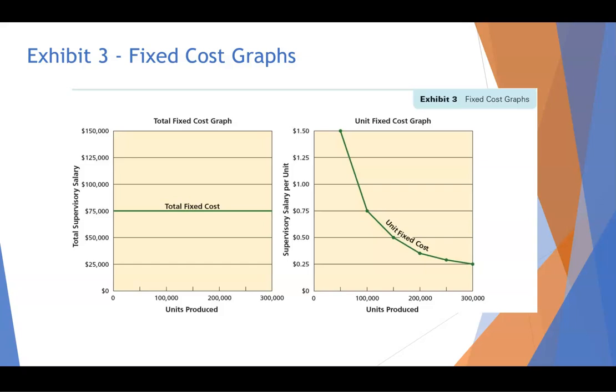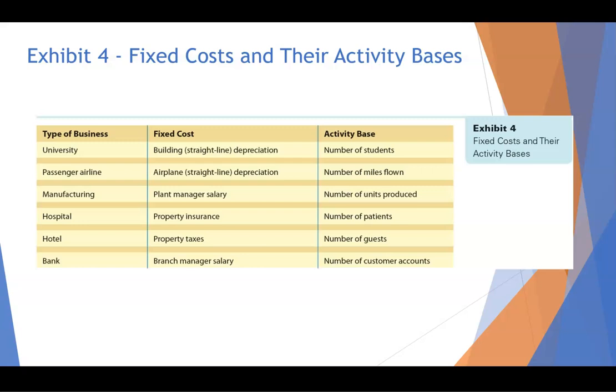This slide here shows how Jane Sovisi's salary, which is a fixed cost, behaves in total and on a per unit basis as the production changes. Some examples of fixed costs and their related activity bases are shown here.